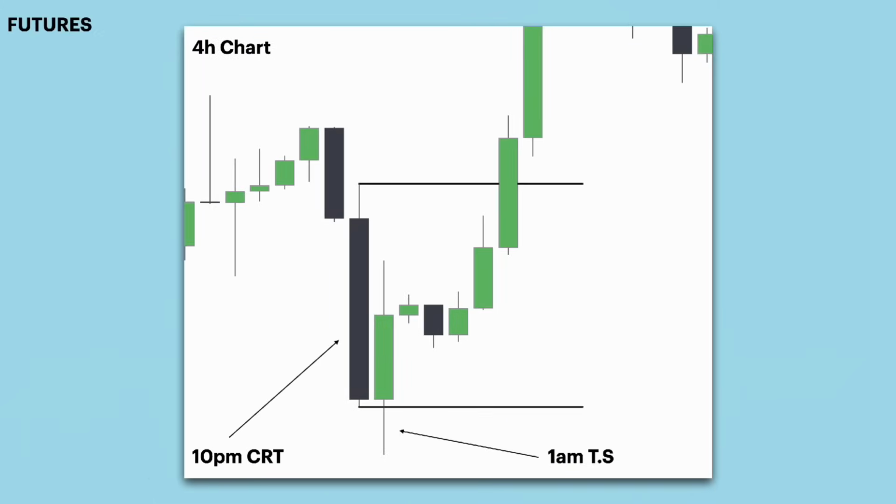Let's take a look at a futures example on a 4-hour chart. At 10 p.m., we formed the CRT range, and at 1 a.m., we had the turtle soup, which then distributed to the opposite end of the range. As I mentioned before, in futures you want to pay attention to 2 o'clock, 6 o'clock, and 10 o'clock on the 4-hour time frame. A 10 p.m. CRT and 3, 6, 9 o'clock, plus 1 o'clock for turtle soups. CRT at 10 o'clock, turtle soup at 1 o'clock. It seems like magic, right?